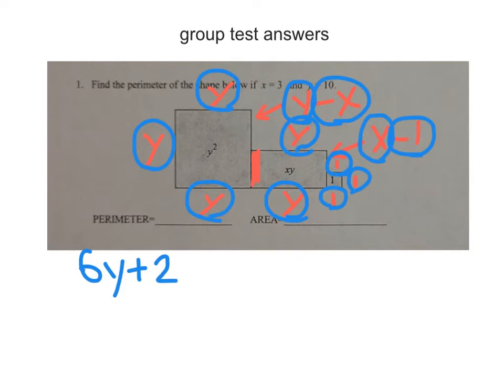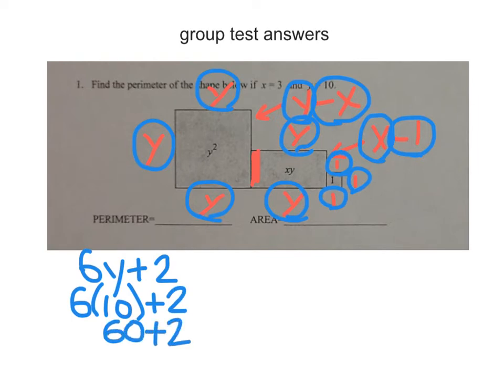Now we do know that y equals 10. So substituting 10 in place of y, I would get 60 plus 2. So the perimeter of this shape is equal to 62.